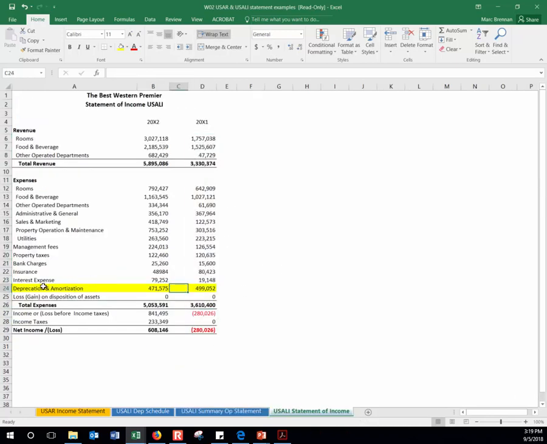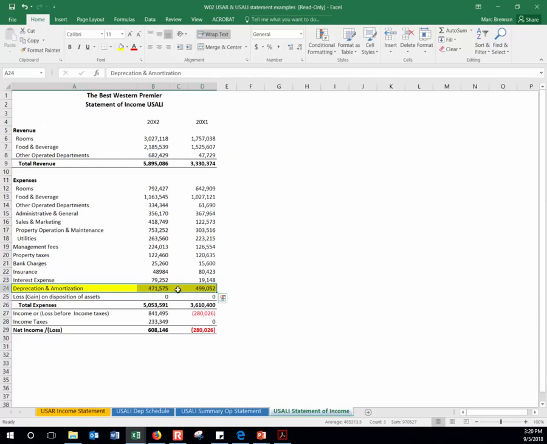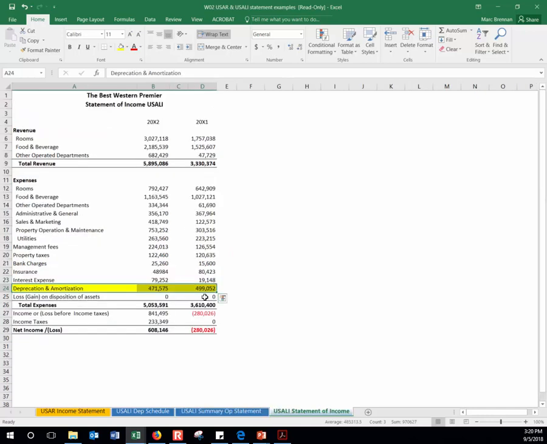Now, a big difference being that depreciation and amortization, if we take a look right here, this is earnings before interest, taxes, depreciation, and amortization. Notice that depreciation is not showing up here, but it does show up on the statement of income. That's because as an operator, as someone who's operating the business, you don't really need to know how depreciation is affecting your income statement. But on the statement of income, your owners and any creditors want to know about that.